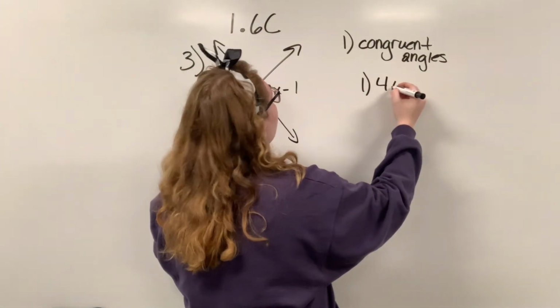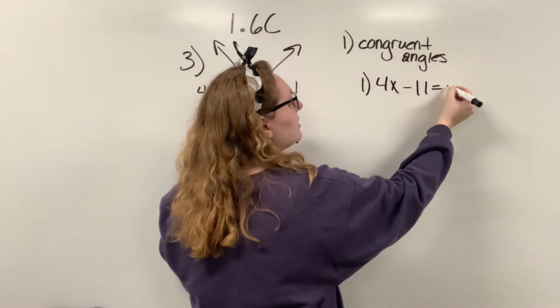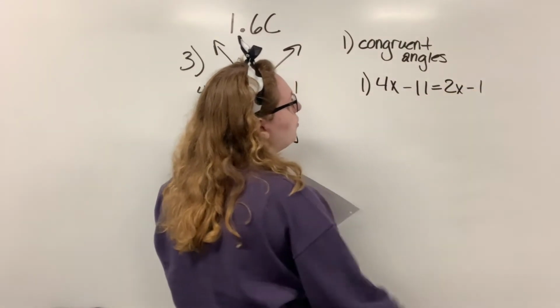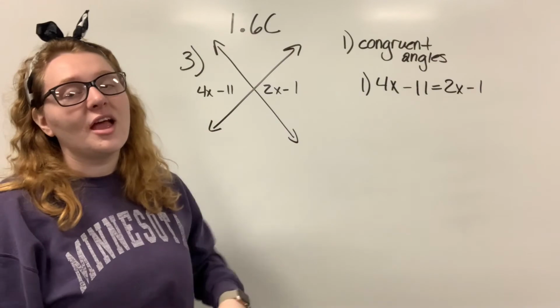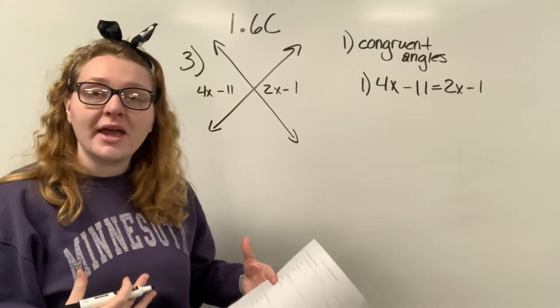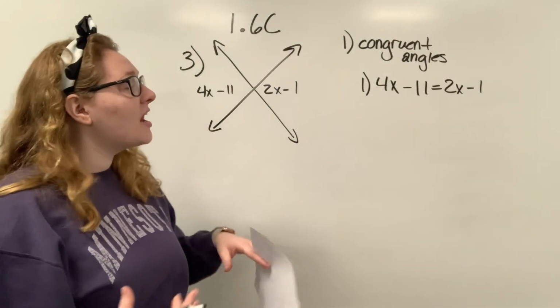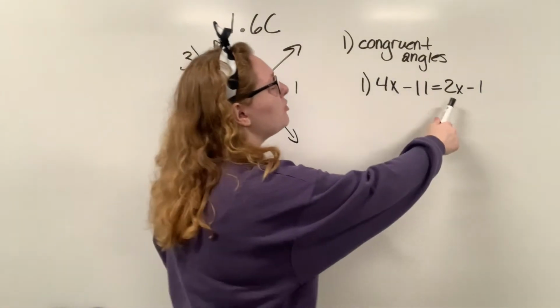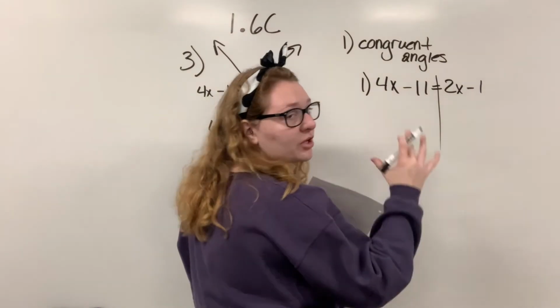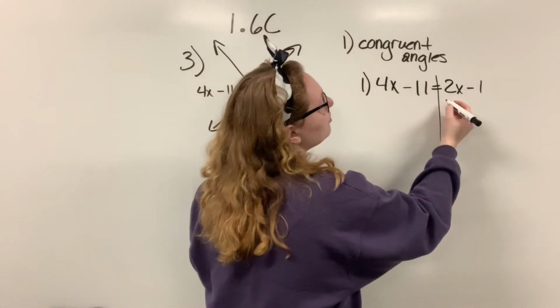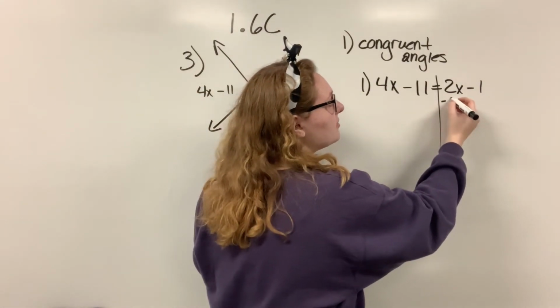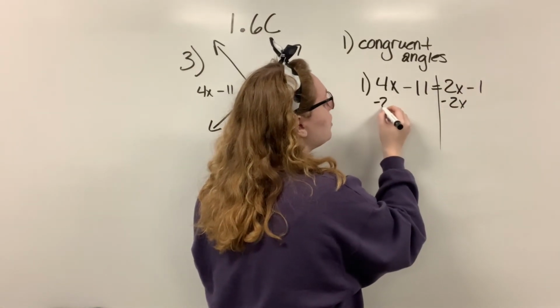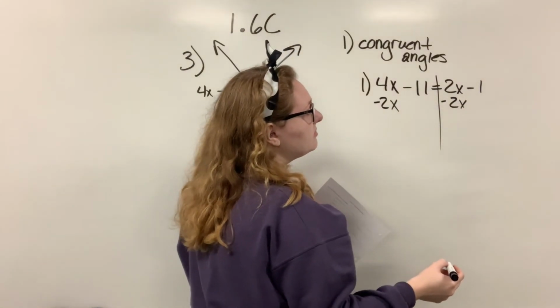So we have 4x minus 11 is equal to 2x minus 1. Okay? I hate negative variables. So I want all my x terms on one side, and I want to move the smaller one so I don't have any negative variables. So I'm going to move this 2x, okay? So I'm looking at the right side of the equation. I want to move this 2x. Since it's positive, we're going to subtract the 2x once on each side of the equal sign.